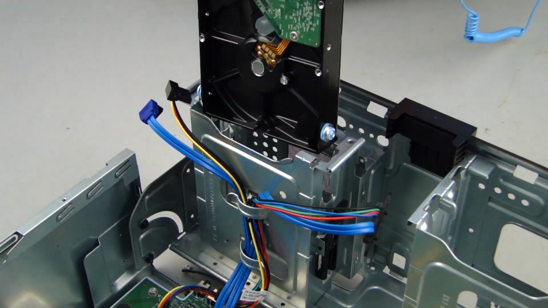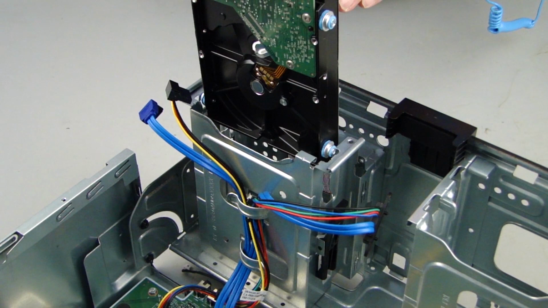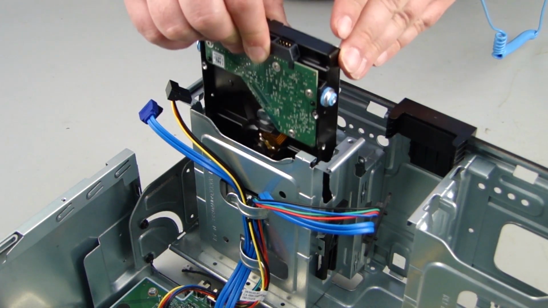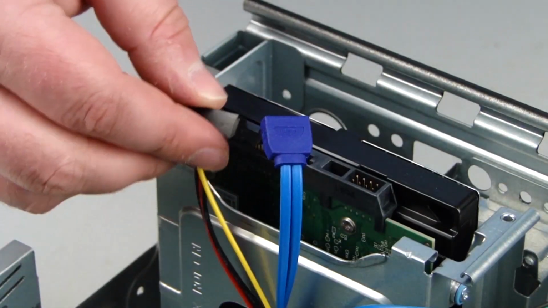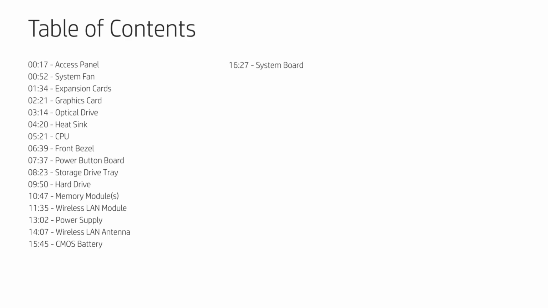Replacement. Align the guide pins on the hard drive with the channels in the storage drive tray. Push the hard drive all the way into the storage drive tray until it snaps into place. Reconnect the cables to the hard drive.